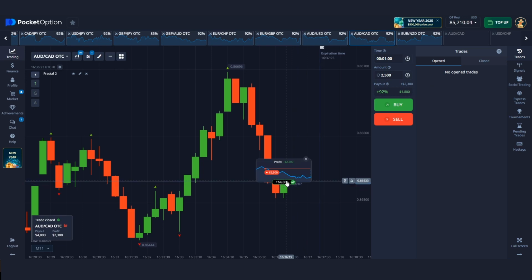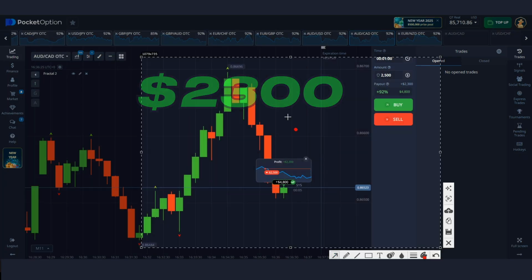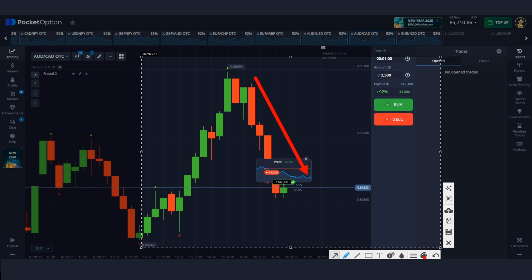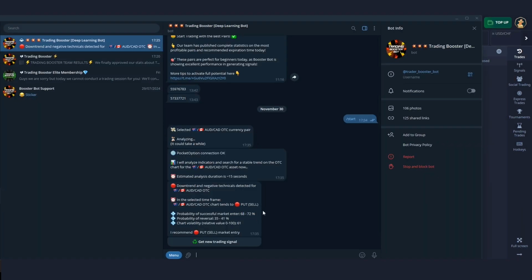The first trade brings me $2,300, and just look at what a powerful movement the price has gone through during all this time. And it was only 70% on the success of the trade.